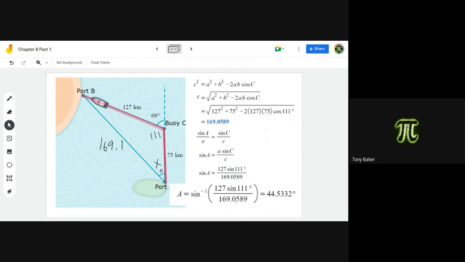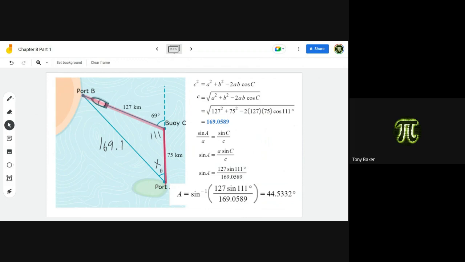Okay. And we know from the sides that C has to be the biggest angle anyway. So A can't be bigger than C in this situation because it was a smaller side. So it would have to be 44 degrees, or actually 44.5332 degrees, because if you're off by a tenth or a hundredth of a degree in the middle of the ocean, you could be far off of where you're going to get to at the end.